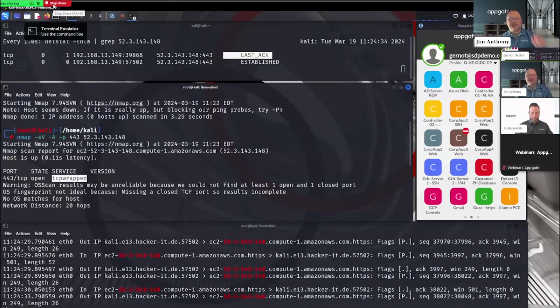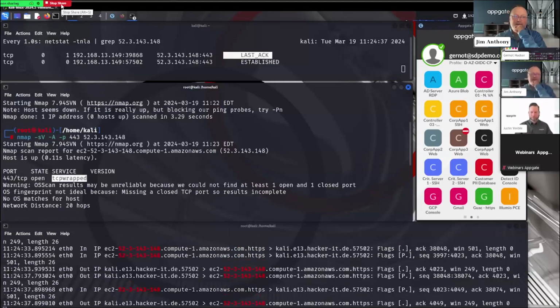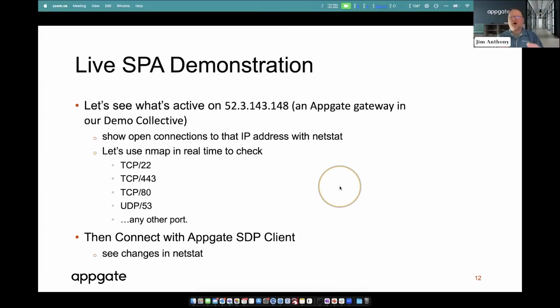All right. Well, I think that's a pretty interesting quick demo, Gernot. Thank you for walking us through that. So just to recap, while I grab the screen share again, what Gernot showed us was that while he's not authorized to communicate with that 52.3.143.148 gateway, he tries various commands against it. No ports appear to be open. In fact, his commands seem to think there's no destination on that IP address. There's no available server. And yet, by simply activating the AppGate client, which does the authorization under the covers for him to communicate with it, suddenly various ports are open that are being provided by that AppGate gateway.